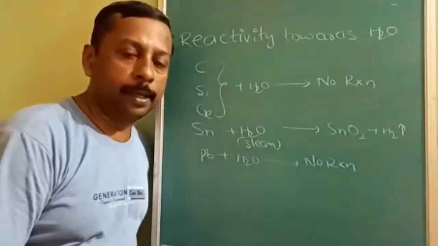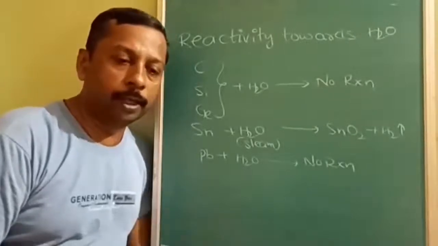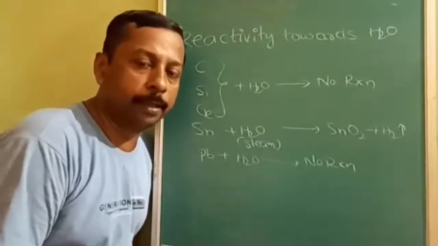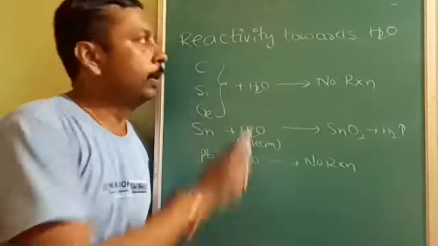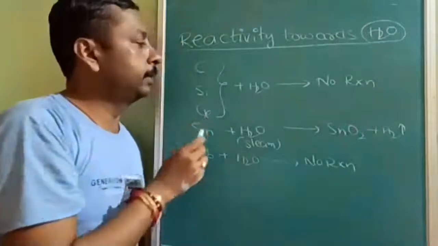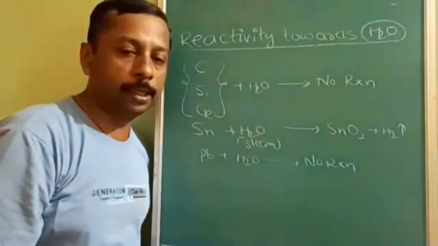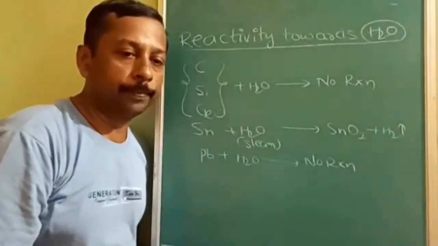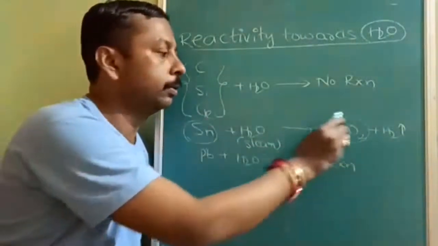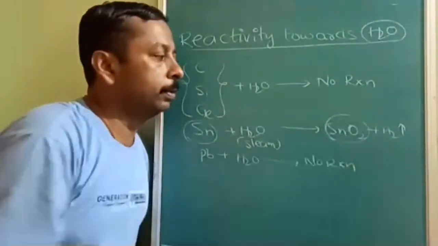Okay, after the reaction of the 14th group elements with oxygen, we have studied two types of oxides. Okay, monoxide and dioxide, and apart from that, carbon forms suboxide. Now let's see the reaction towards water. Okay, so when water reacts, carbon, silicon, germanium, no reaction. Even if you send steam, there is no reaction with the water. But Sn, tin, can react with the steam to form tin dioxide, because as I just told you, there are two oxides possible.